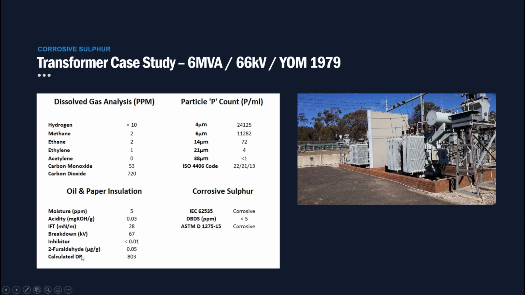And the moisture levels on the whole, the oil quality results on the whole, are pretty good. And the paper insulation condition shows no significant degradation. So the DP, degree of polymerization, is 803. So really, above 600, 650, we still think that the paper insulation condition is almost as new.